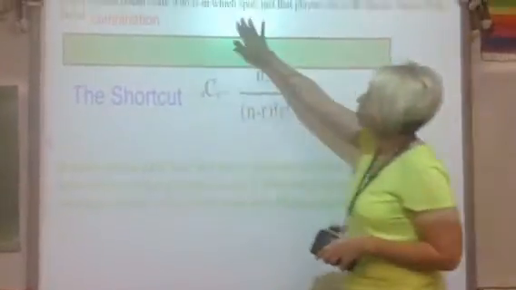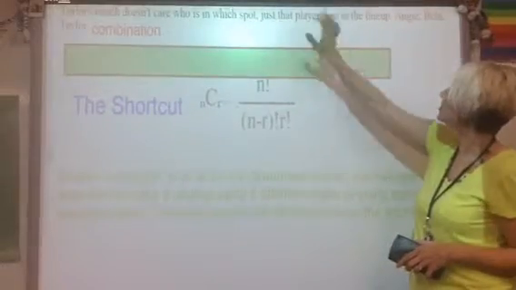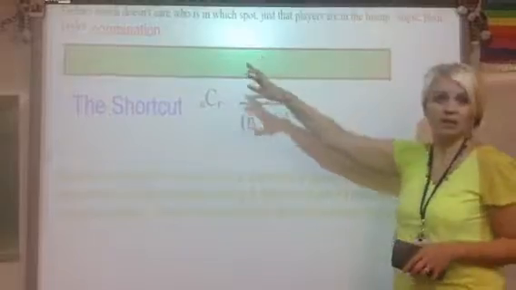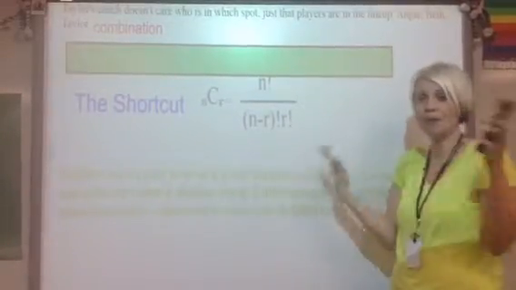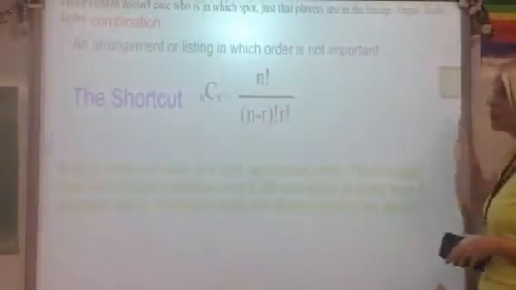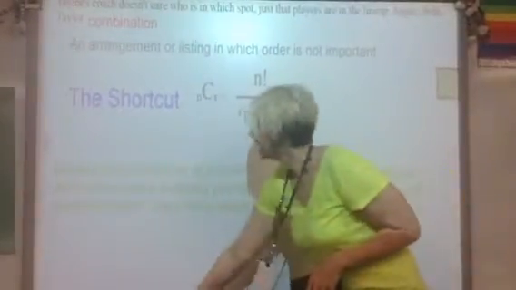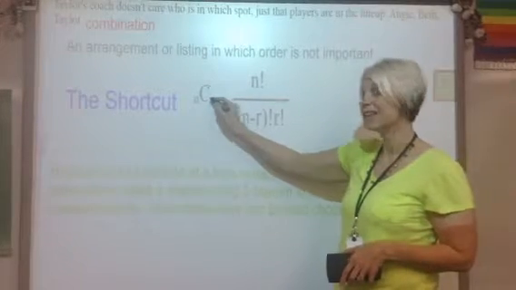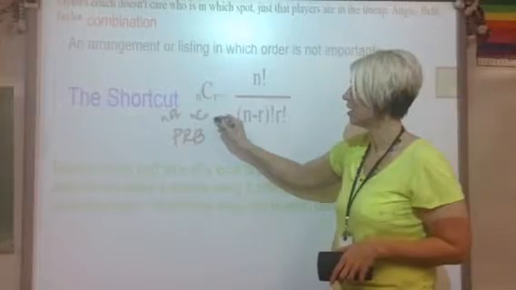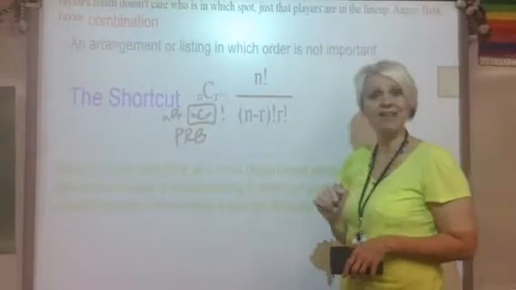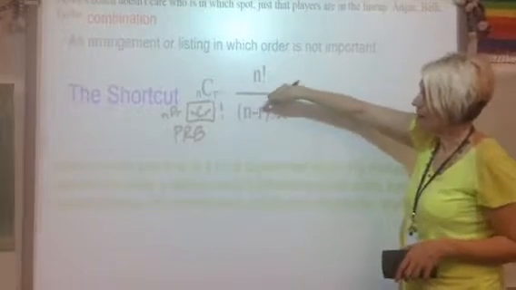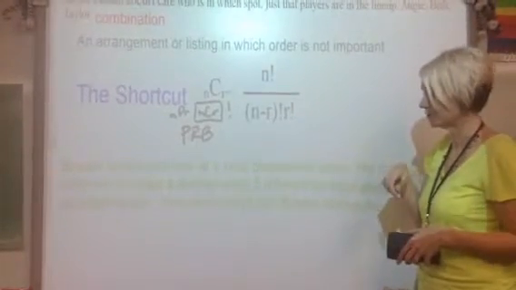Now, Taylor's coach doesn't care who is in which spot, just that the players are in the lineup. So she has Angie, Beth, and Taylor, and she doesn't care who bats where. That's a combination. An arrangement or listing when order is not important. And it's going to be the nCr key. Above that PRB, you have an nPr, an nCr, and an exclamation point. We're talking about the nCr. And it's n factorial over n minus r times r factorial.